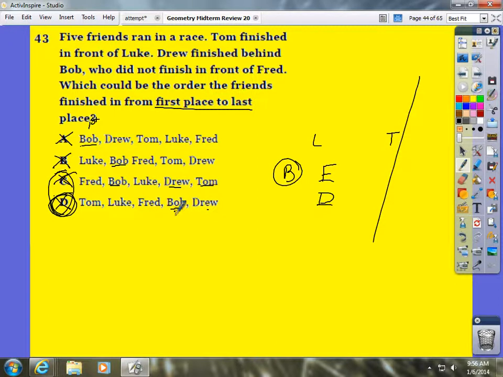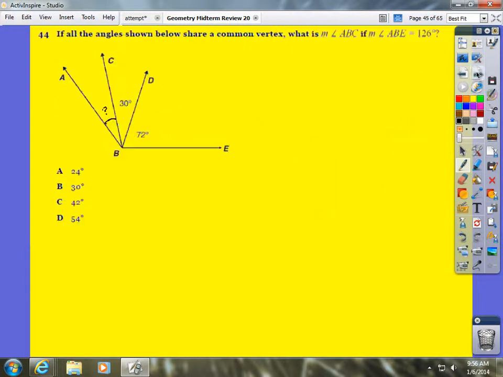Alright, if ABE equals 126. Alright, so this whole thing equals 126. And I've got part of it is 72. So I'm going to subtract 72, which is 54 degrees. And then I'm going to subtract 30. Okay, so I've subtracted this one. Now I'm going to subtract this one, and that should give me my leftover angle. I'm going to subtract 30, which gives me 24 degrees. Alright?